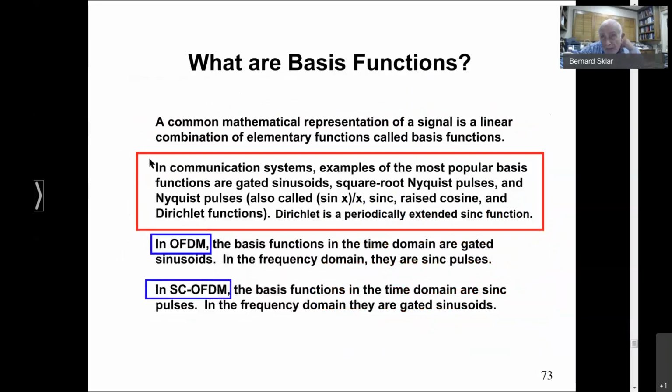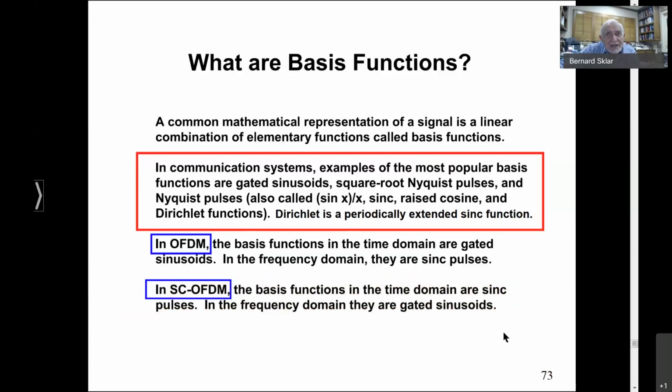And so remember what basis functions are. A common mathematical representation of a signal is a linear combination of elementary functions called basis functions. In communication systems, the most popular basis functions are gated sinusoids, square root Nyquist pulses, sinc functions, raised cosine. But in OFDM, the basis functions in the time domain are gated sinusoids, and in the frequency domain, they are sinc pulses.